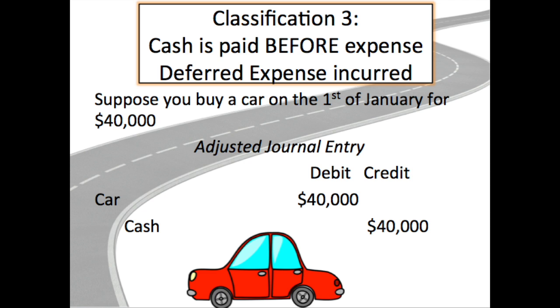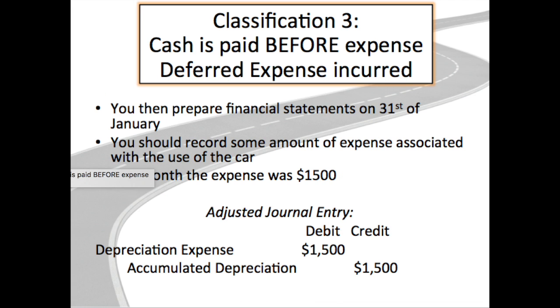Suppose you buy a car on the 1st of January for $40,000. This transaction would be recorded into the accounting system as follows. You are now preparing financial statements on the 31st of January and have used the car for a month. You should record the sum amount of expense associated with the use of the car. This month's expense is $1,500 and was recorded as follows in the adjusting journal entry on the 31st of Jan.